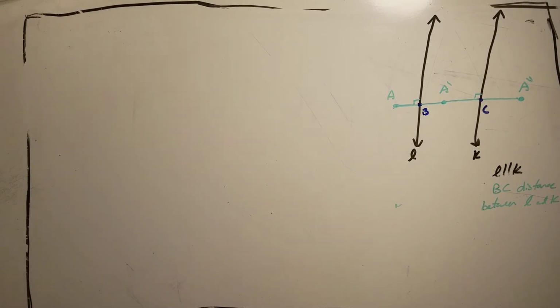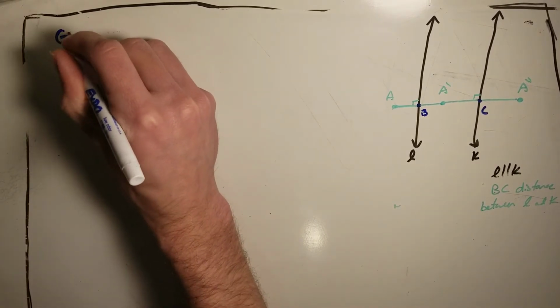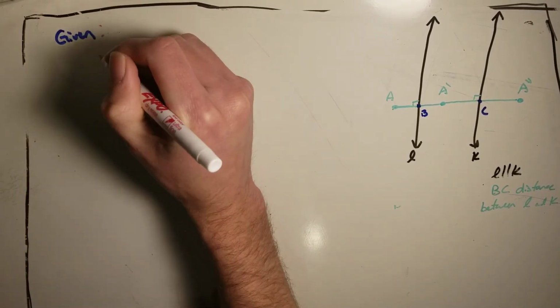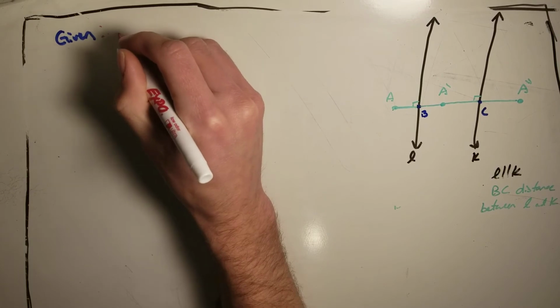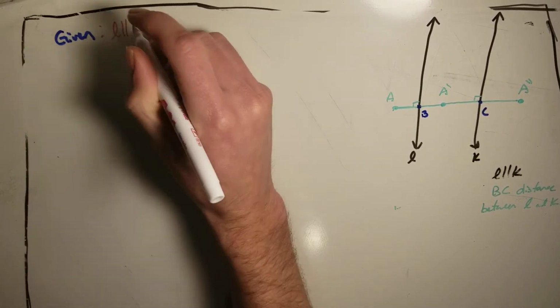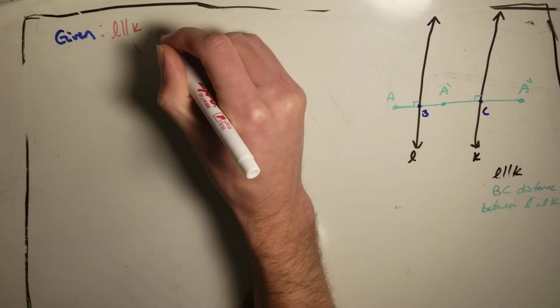So let's go ahead and write down our given info and then formally prove this. So our givens, might need a thinner marker. Givens, this is better. We have, well, L is going to be parallel to, oh not M, I did K, to K.